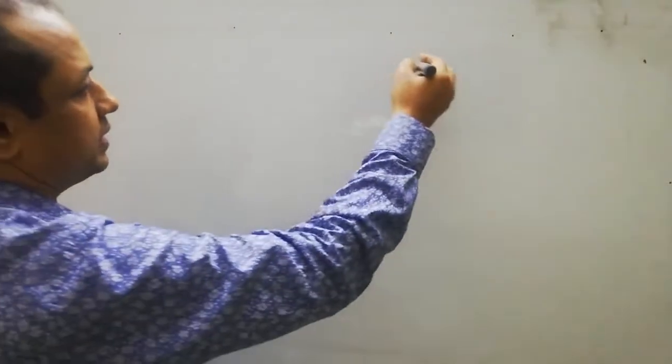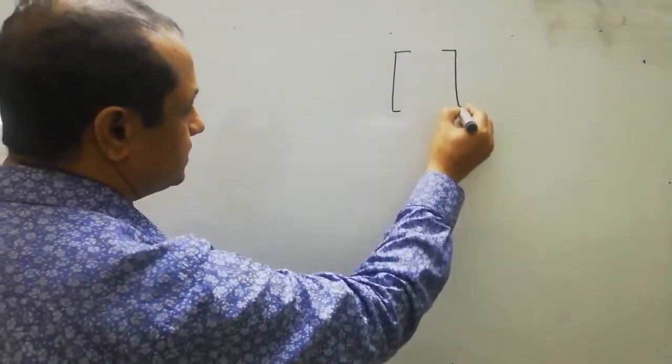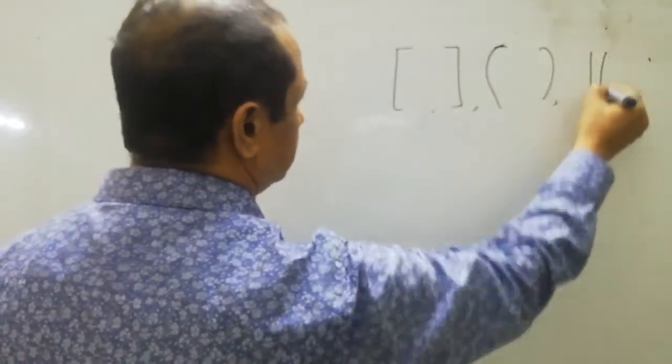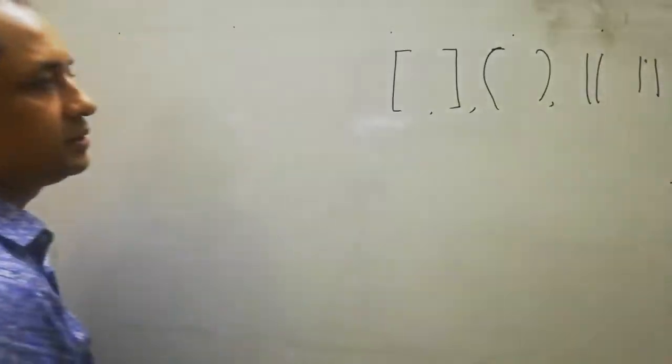A matrix is a rectangular or square array made by arranging some numbers or variables or expressions in a number of rows and a number of columns, enclosed using first brackets, third brackets, or a double bar, that is, parallel lines on both sides. So there are three kinds of brackets.